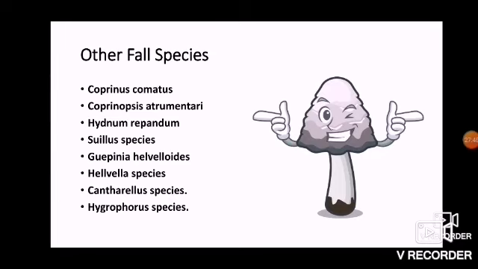Other species: Coprinus comatus would be the shaggy mane. Coprinopsis atramentaria would be the alcoholic ink cap, Hydnum repandum, as well as any of the other toothed mushrooms. Suillus, so that would be the slippery jacks. Phaeohelotium or Ascocoryne-like apricot jelly, Guepinia helvelloides would be the apricot jelly. Any sort of Helvella species, so that would be the elephant saddles. Any of the chanterelles, and any sort of hygrophorus wood wax species. These would all be fall mushrooms.